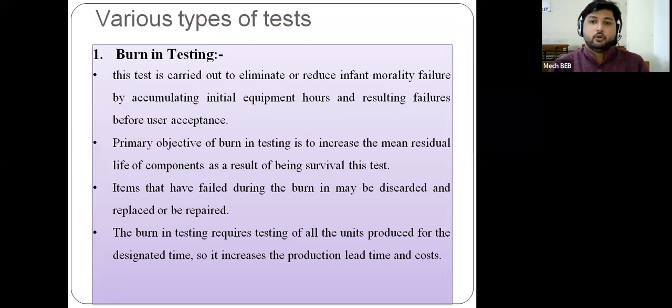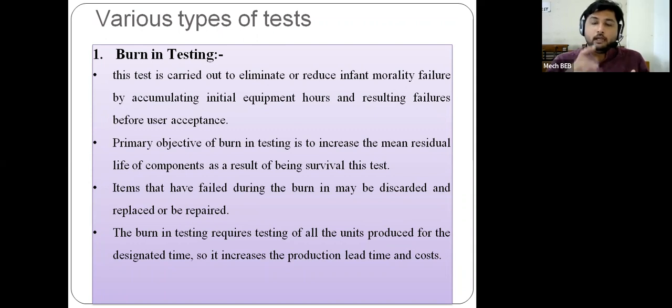Okay, so a burn-in test is nothing but the tests that are carried out during the early life of any product. Those tests are called burn-in tests. Here, the tests are conducted over the initial equipment time. Let us consider that the product is still in the factory, and the tests are conducted on that particular product.